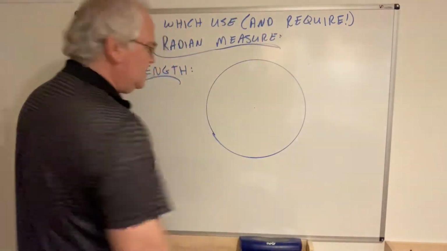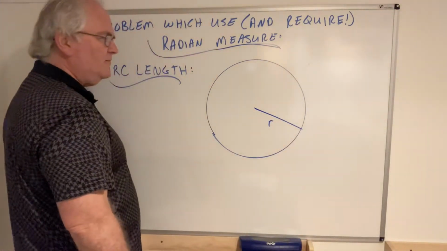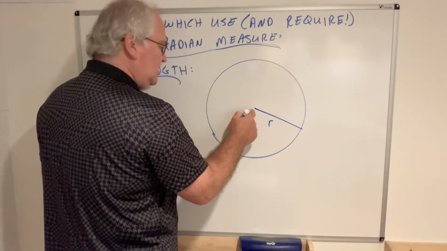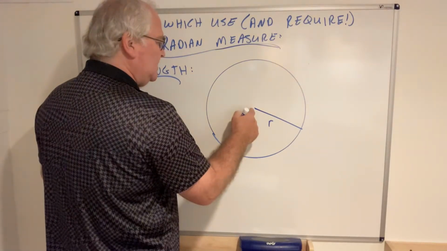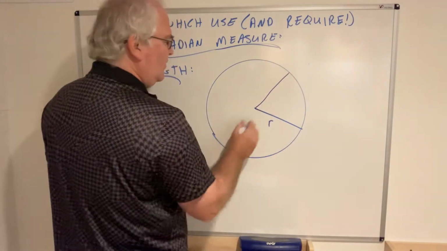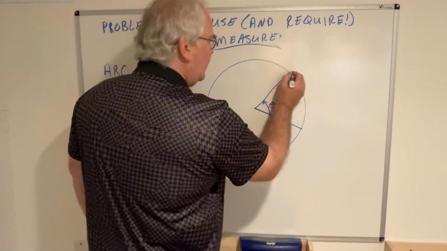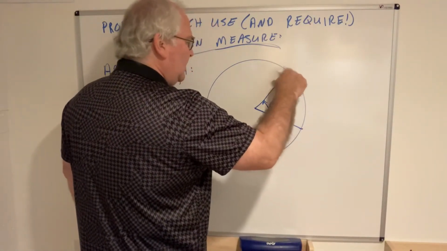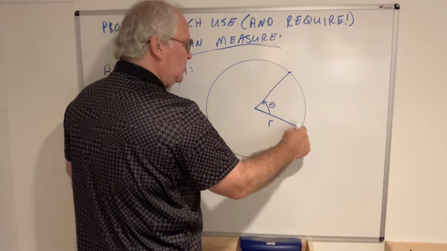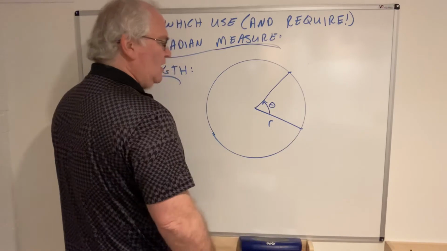And it says this: if this is a circle of radius r, and if I have an angle whose vertex is the center of the circle, it can be any angle we want. There's my angle theta. Then the question is, if I were to take a measuring tape and lay it out on this curved circular arc, what is the length of that curved circular arc?